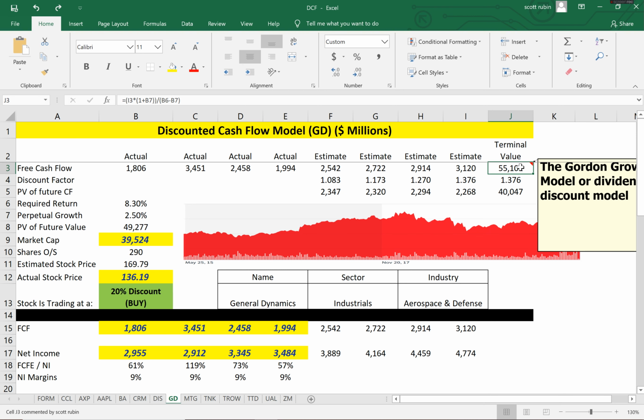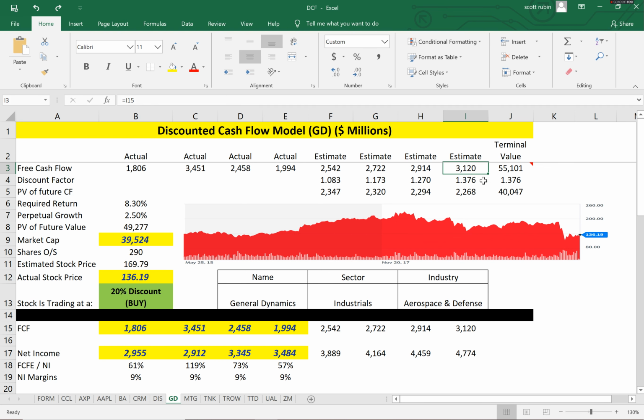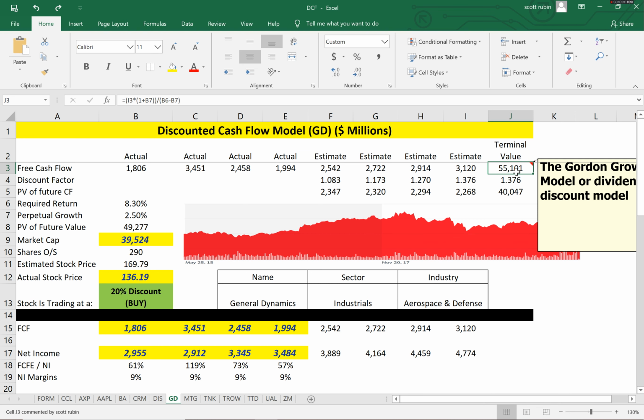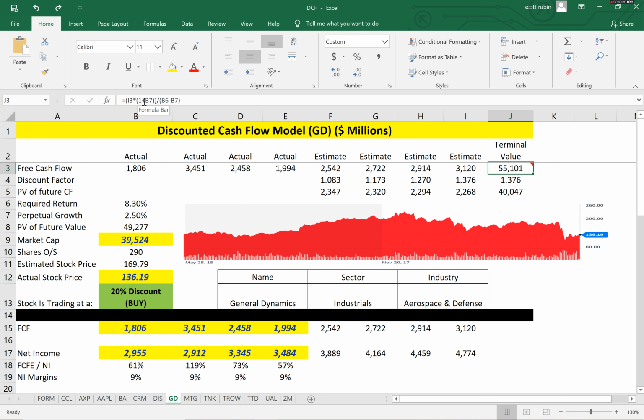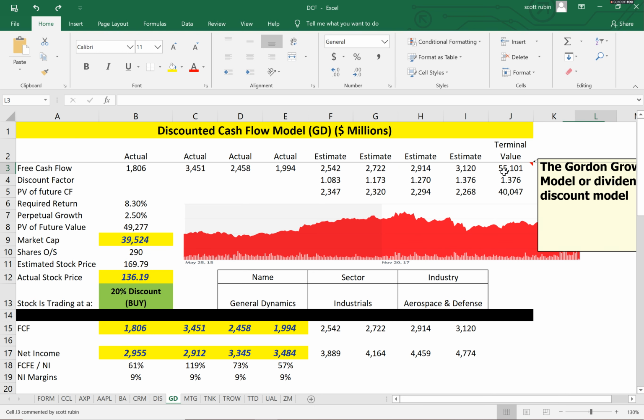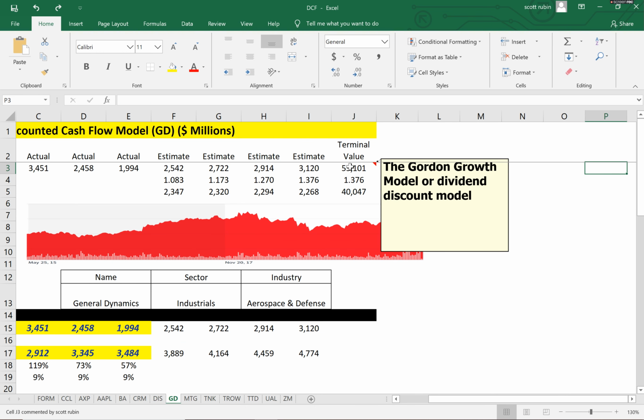Terminal value looks at the last year of free cash flow we estimated, and we multiply it by our estimated perpetual growth rate. I put 2.5% to be conservative. That's the growth rate, but you could always change these numbers if you feel it should be more or less. And I'm using the Gordon growth model, or the dividend discount model.